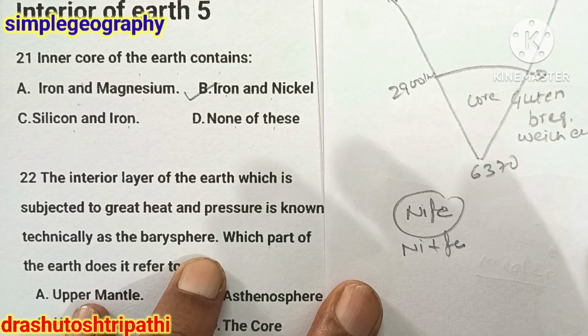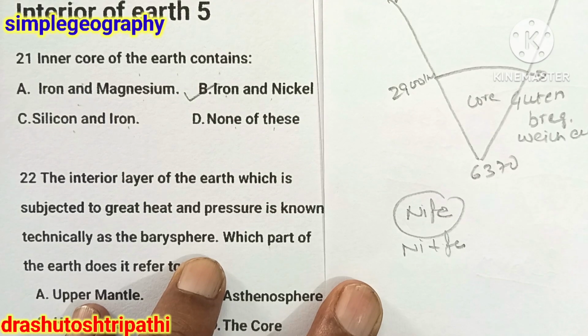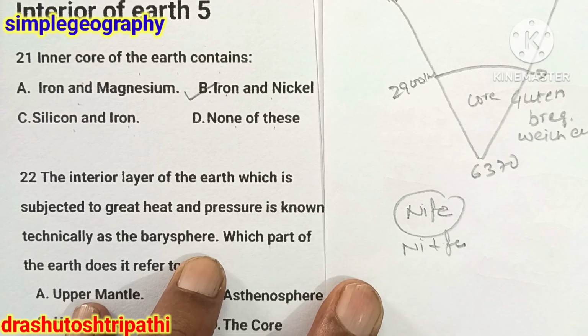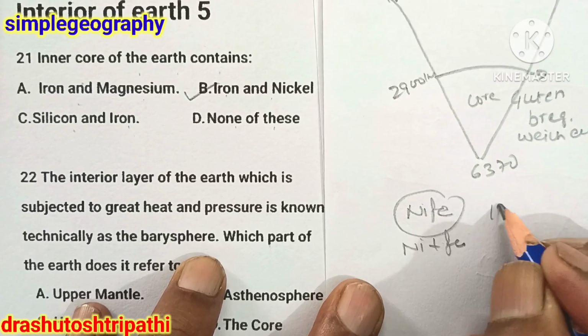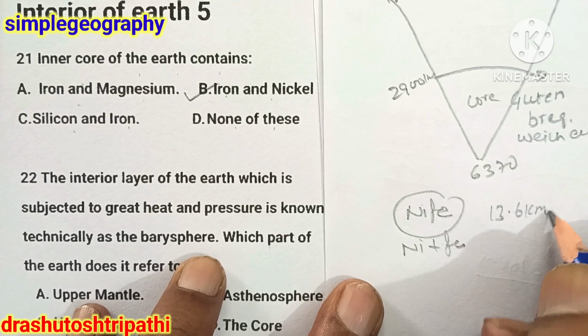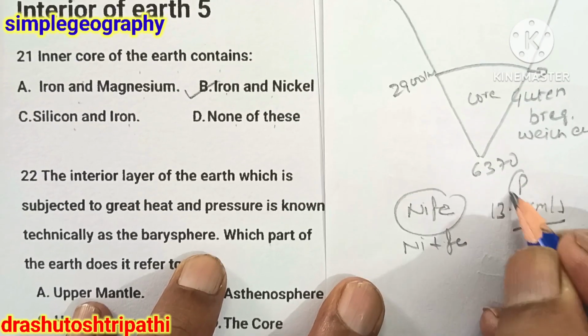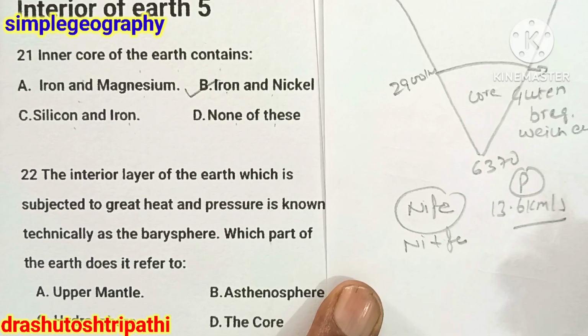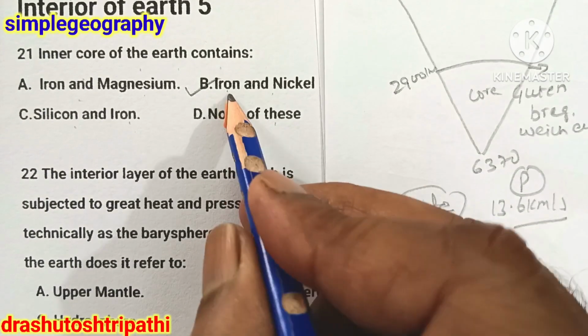Okay, and the speed of the seismic wave, the P wave, increases here to 13.6 kilometers per second. That is the speed of the P wave inside the inner core. The answer is iron and nickel.